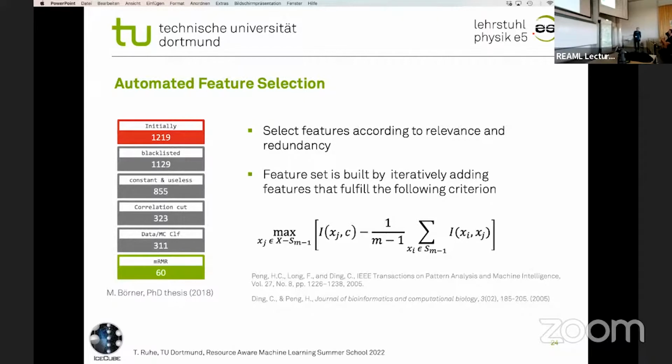So you compute the relevance towards the target class, and in the first step, you select the variable that has the highest relevance for this classification task. And then in the later steps, you only add variables that give you a trade-off between the relevance for the target class and the redundancy with all the features that you have already selected. Okay. And in the end, you end up with something like 60. 60 is okay. 60 you can use.